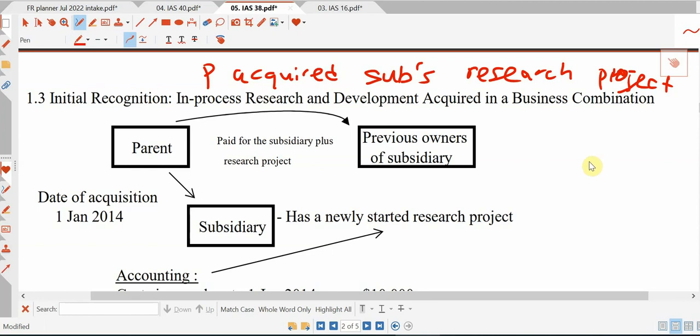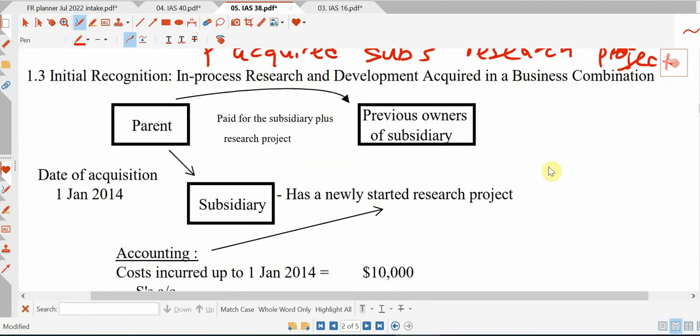Okay, what's the story here? The story is like this. Look at this three parties relationship. We have the parent. This is us. We are here, the parent. We want to buy the subsidiary. So we have to talk to the previous owner of the subsidiary. So this is the old parent. Now the game is very simple. Listen very carefully. The old parent wants to sell the subsidiary at a very high price. But we want to buy at a cheap price.